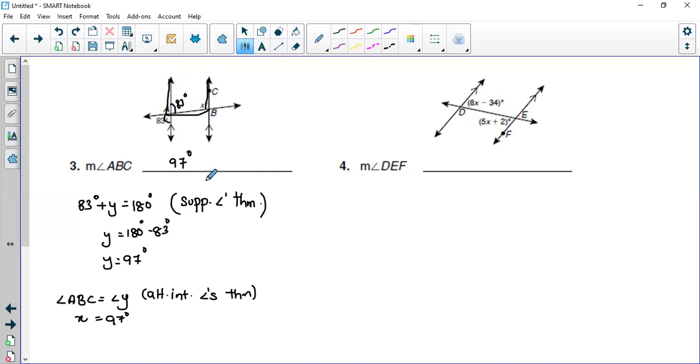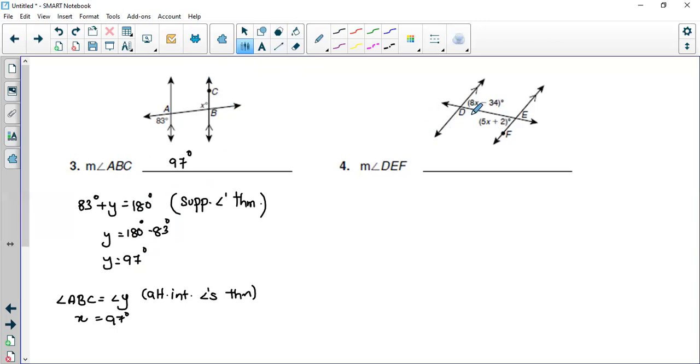It's the same. You have to subtract from 180 because all the same-sided interior angles must add up to 180 degrees. So the same thing whether you use the supplementary angles theorem or the same-sided interior angles theorem, your answer is going to be the same. You could either use this or that. Totally up to you. Now let's move on to question number 4.